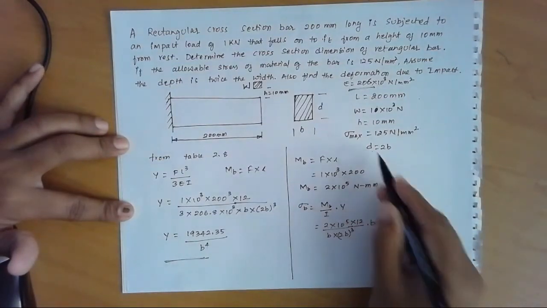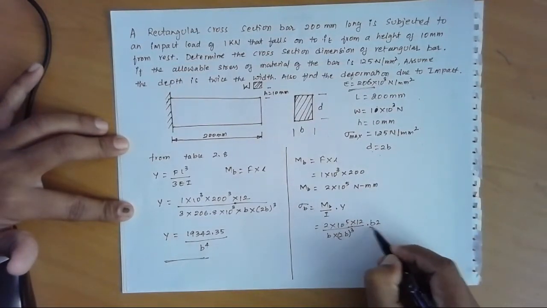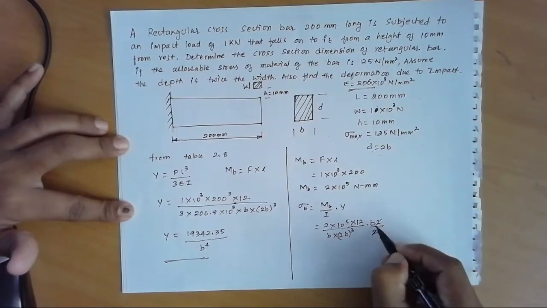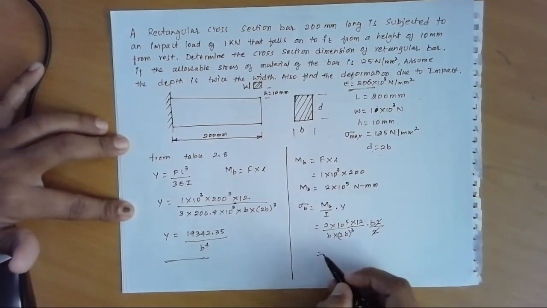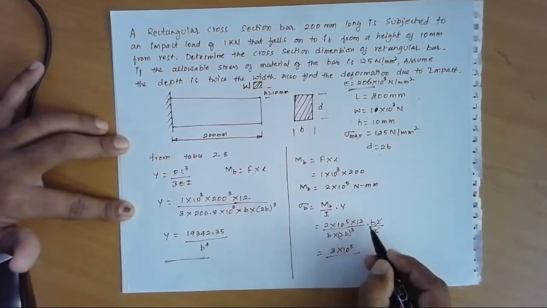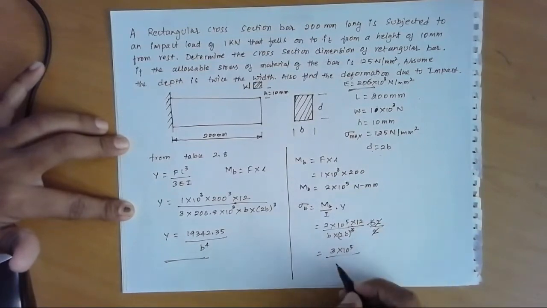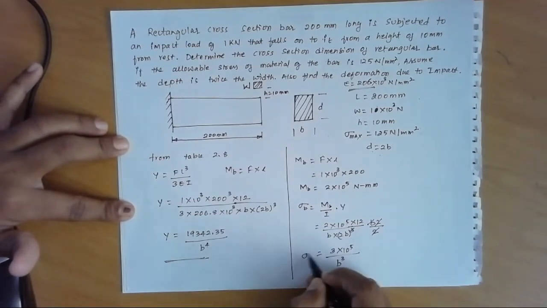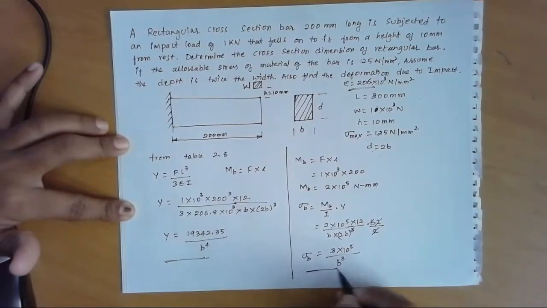So D by 2 will be 2 times B divided by 2, so we can cancel this 2 and this 2. So finally, if we simplify this, 3 into 10 power 5 divided by, so we can cancel 1B here and 1B here, so this will be B cube. So this will be the value of sigma B.